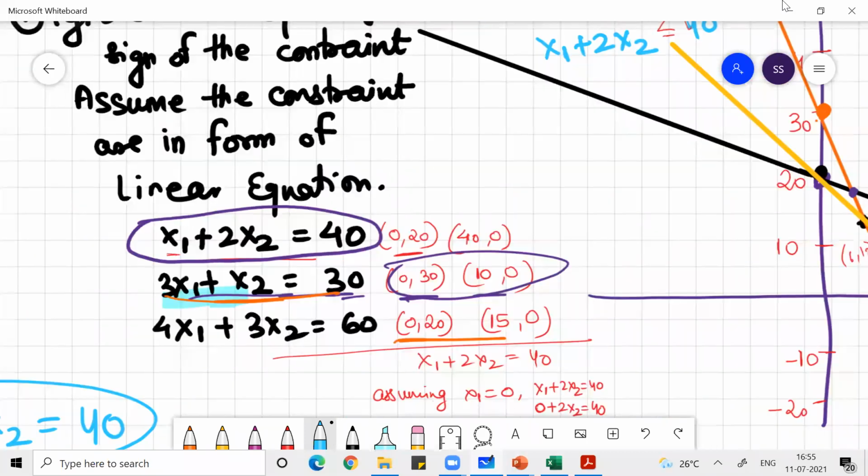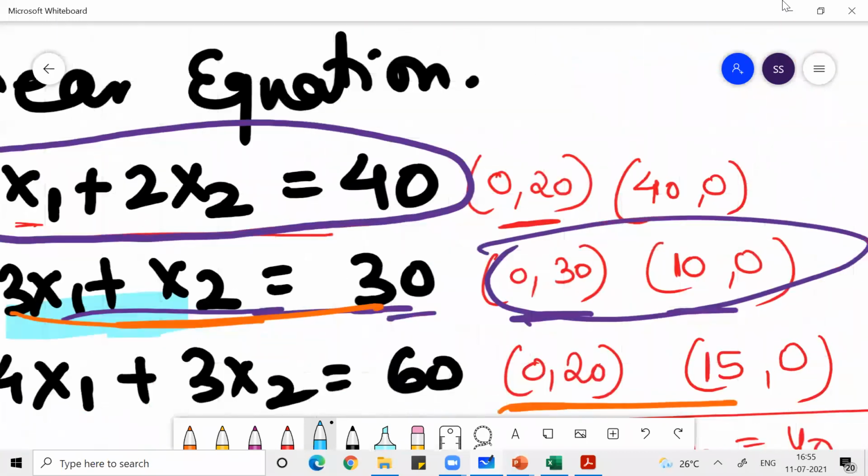What I did was, the first time I put x1 as 0, so what is the value of x2? Next time I put x2 as 0, what is the value of x1? So why did you do it like that?